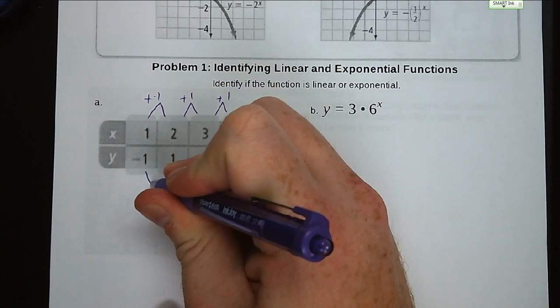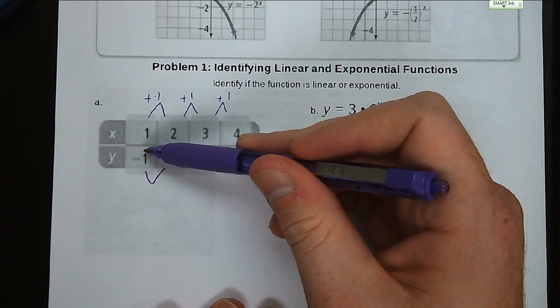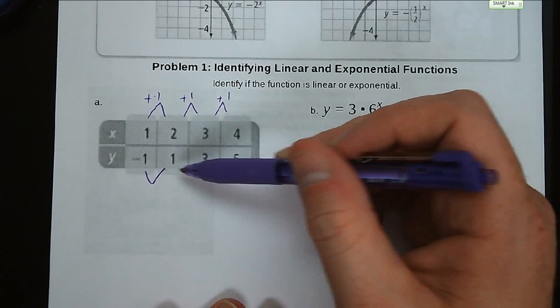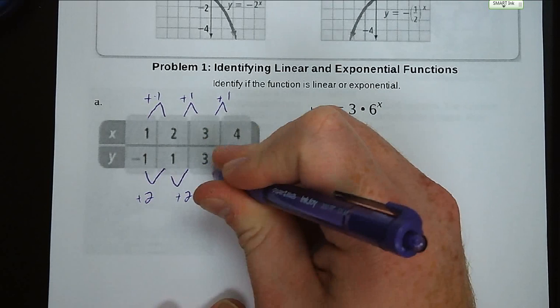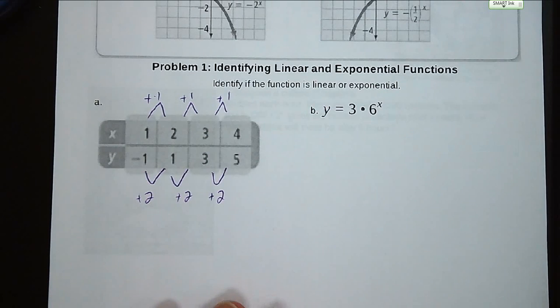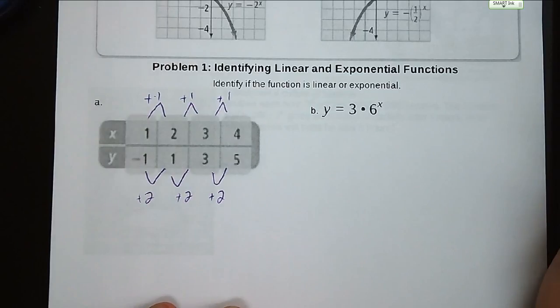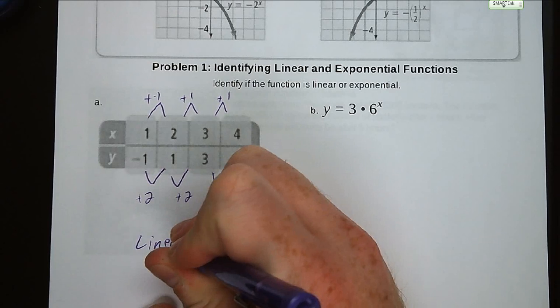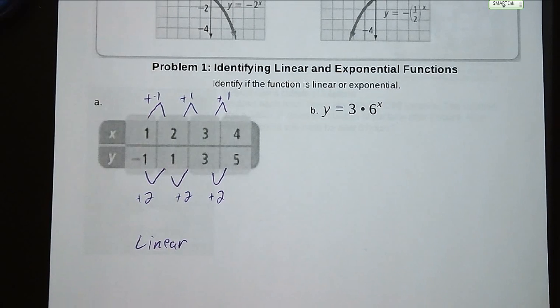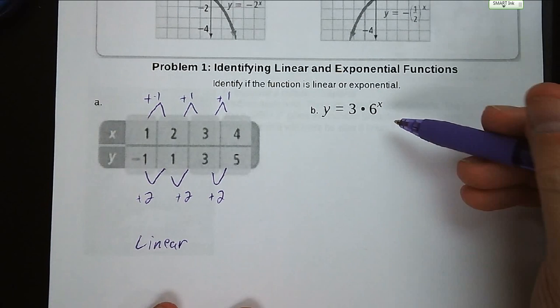Down here on y, what's happening? Well, we're changing our sign, but it looks like we're just adding 2. And we're adding 2, and we're adding 2. So that looks like a common rate of change, 2 over 1, so that is going to be linear.